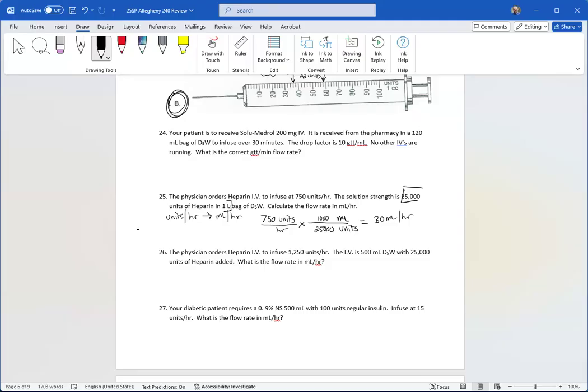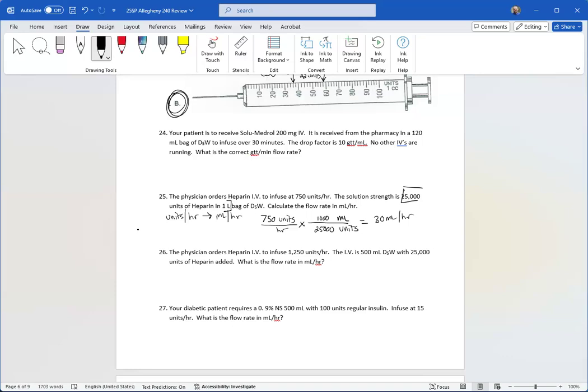This is something you do when you do the heparin protocol. Remember, in the heparin protocol, it'll tell you to infuse at like 18 units per kilogram per hour. You multiply by the patient's weight, and then you're in units per hour, and then you just need to convert to milliliters per hour. So this is kind of like a practice part of the heparin protocol when it asks you to calculate the infusion rate.